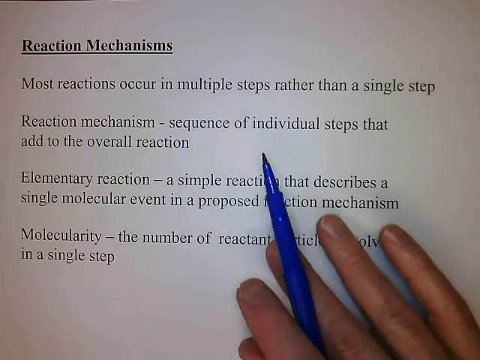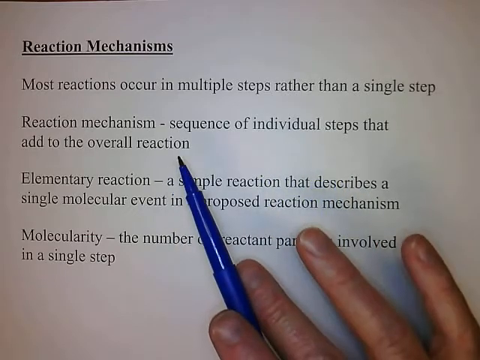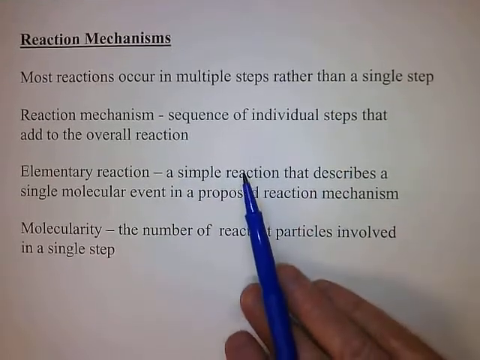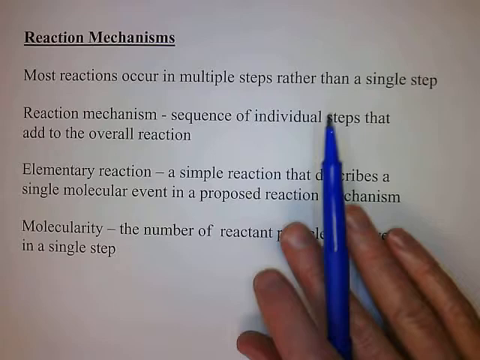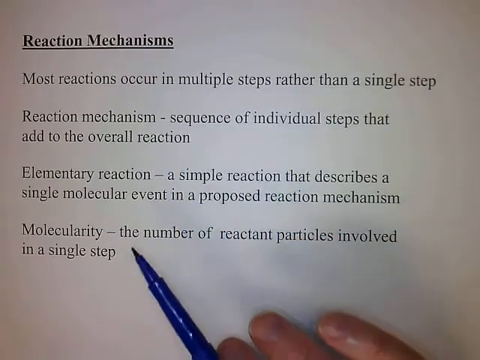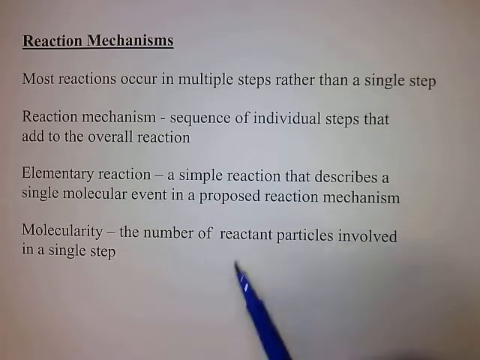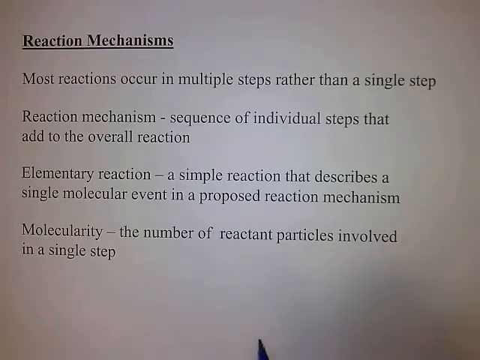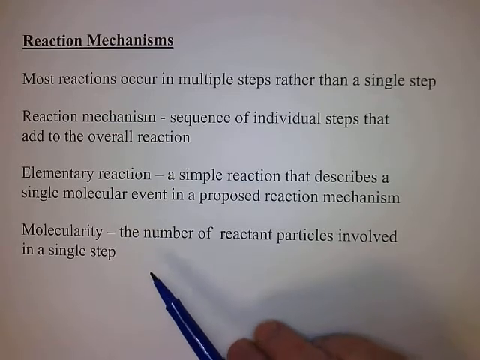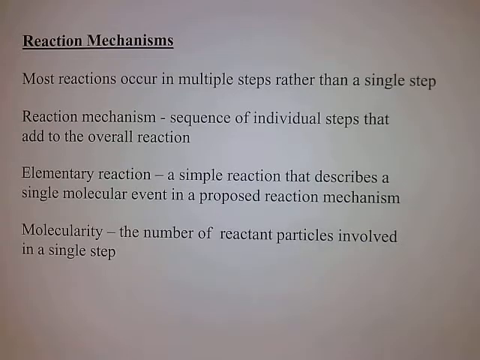So your reaction, what we call the reaction mechanism, is the sequence of individual steps that add to the overall reaction. All right? So often you have a series of reactions taking place. An elementary reaction is a simple reaction that describes a single molecular event in the proposed mechanism. In other words, that's one part of your mechanism. And what we call the molecularity is the number of reactant particles that are involved in a single step.